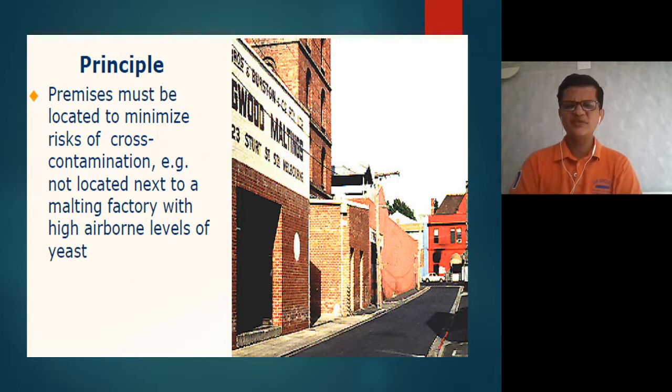There are various principles for making a plant layout. The premises must be located to minimize the risk of cross contamination. That is, you cannot locate it next to a malting factory with a high airborne level of yeast, or you cannot keep it near a meat factory. So, your neighbors play an important role in various kinds of contamination. You should keep this point in mind: what our neighbors do and how it can affect our product.